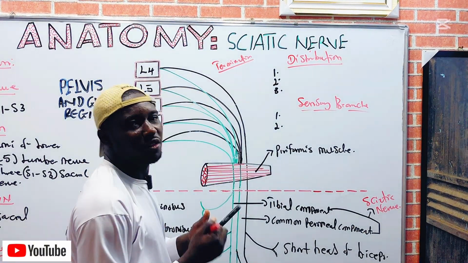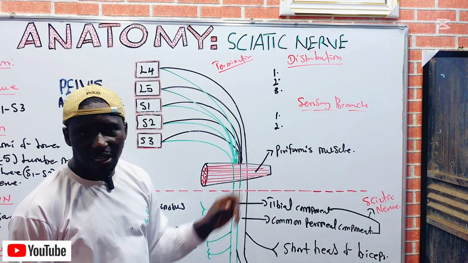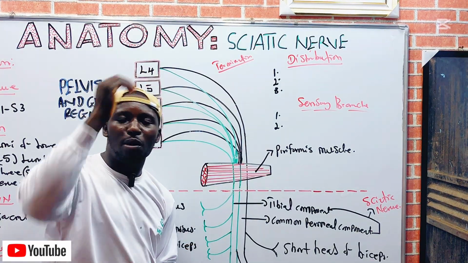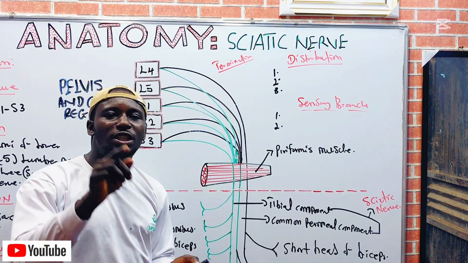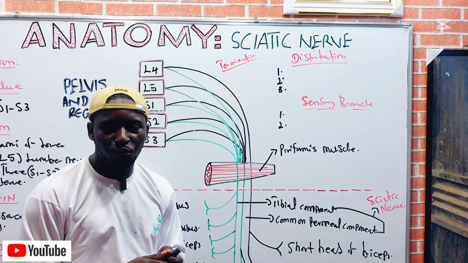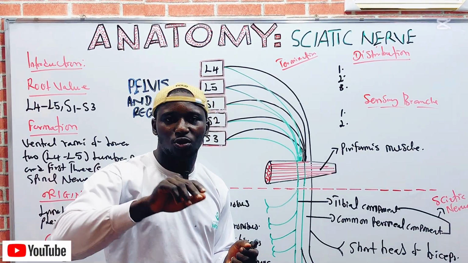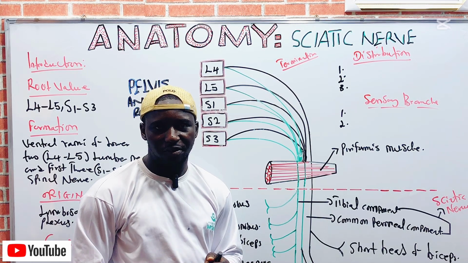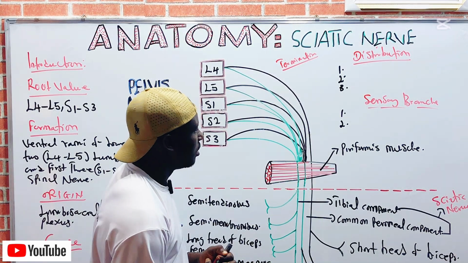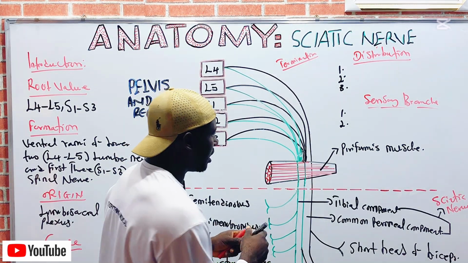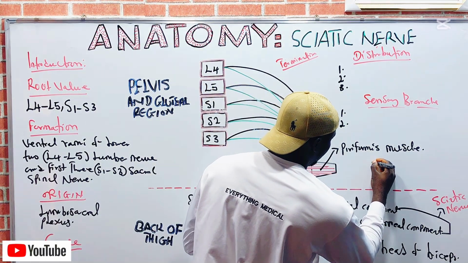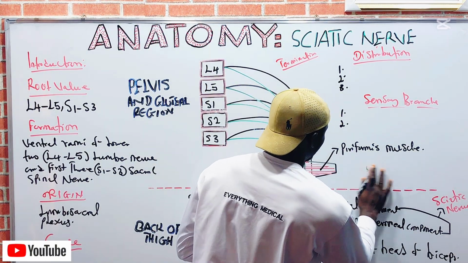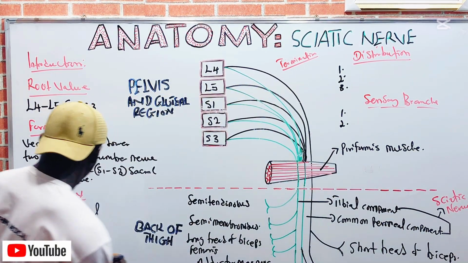Where does the sciatic nerve terminate? The sciatic nerve terminates just a little above the popliteal fossa, at the junction of the middle and the lower third of the thigh, where it bifurcates into two terminal branches to form the tibial nerve and the common peroneal nerve. That is the termination. The next is the clinical relevance.